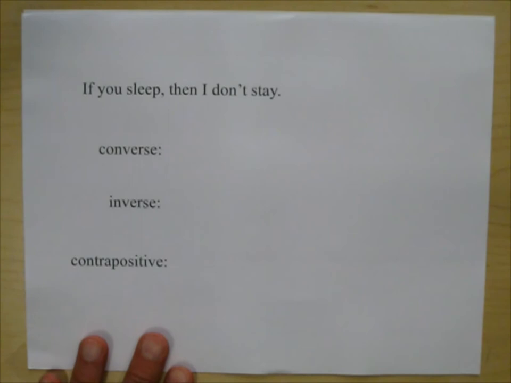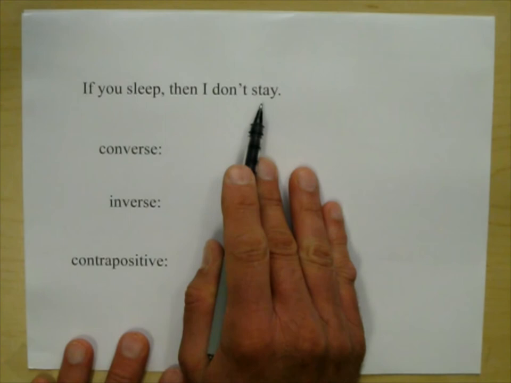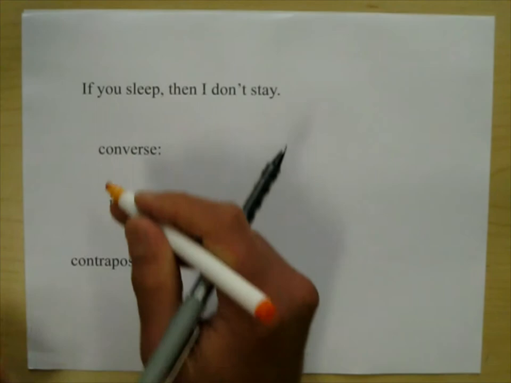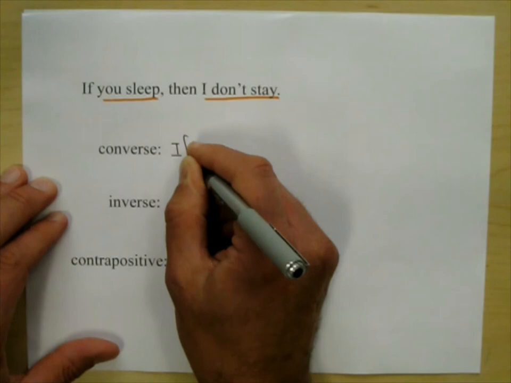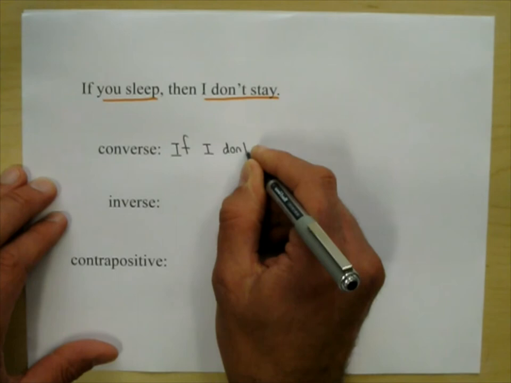Here's our last set of examples, and then we'll get to the puzzles. If you sleep, then I don't stay. So the converse is, you swap these guys. You swap the hypothesis with the conclusion. So the converse is if what? If I don't stay, then you sleep.